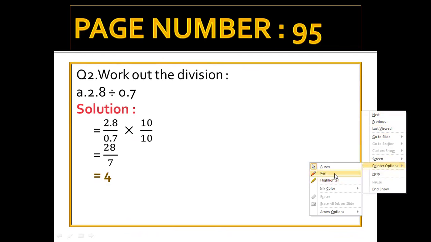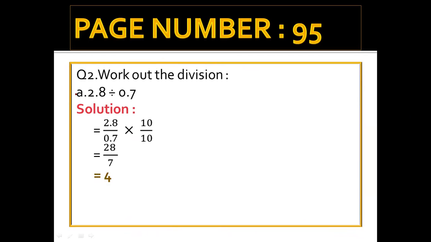Part A is 2.8 divided by 0.7. And the method is that when we are simplifying the question, we see how many numbers are there after the decimal. According to that, we multiply and divide by the same number. In both numerator and denominator, after the decimal, there is one number: in 2.8, 8 is after the decimal, and in the denominator 0.7, only one number is there. So we multiply and divide it by 10.